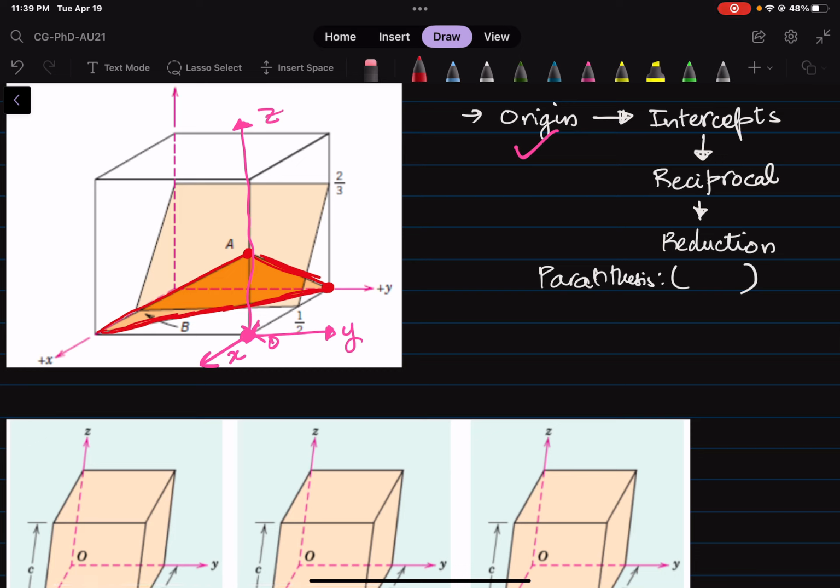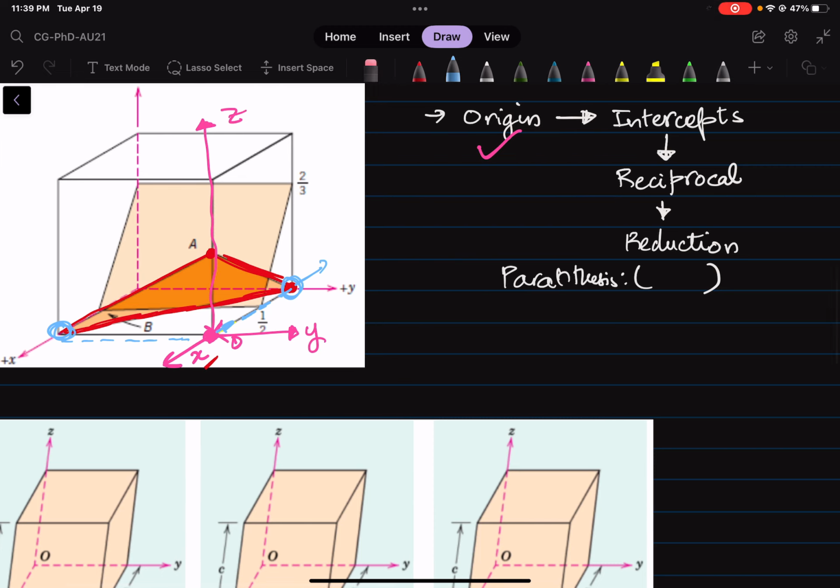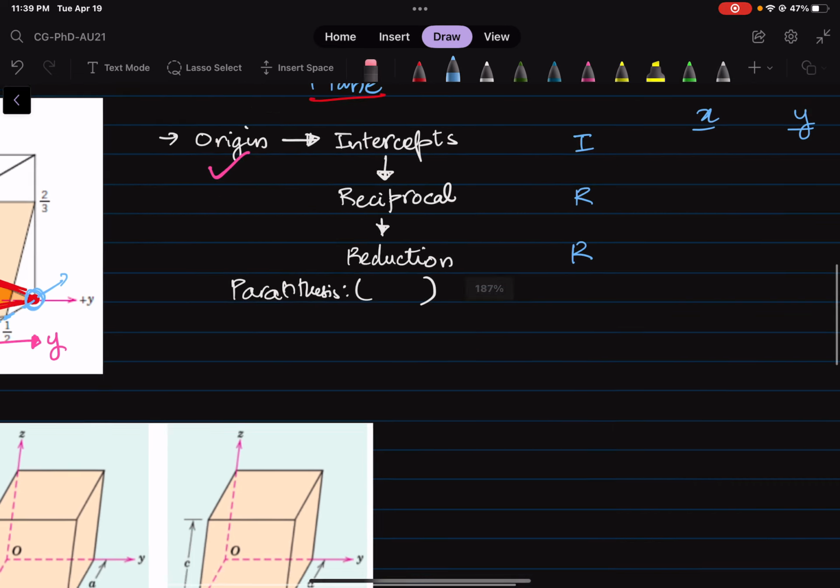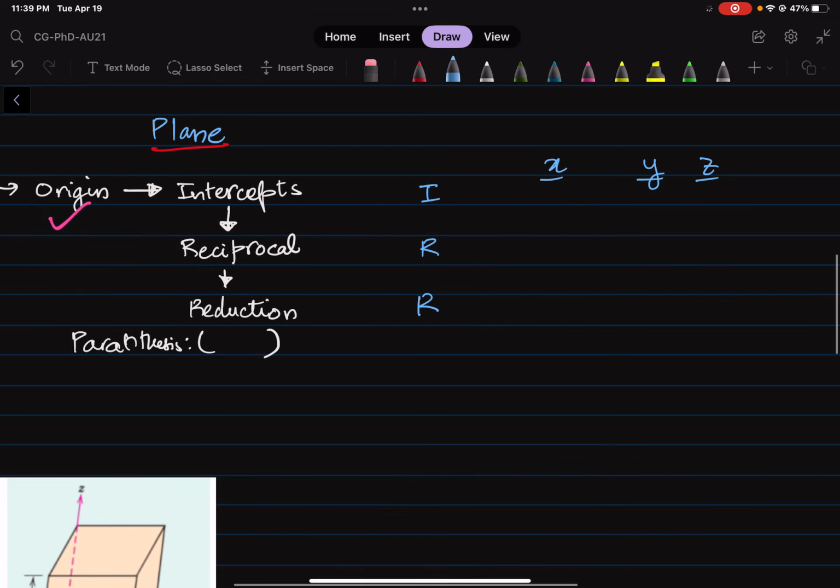If this direction is the x, therefore the one going in the back would be minus x. And you can see that it intercepts the minus x at the corner, which is the minus 1. Similarly, for y, it intercepts the y on this corner, which is again minus 1. For z, or positive z, it intercepts the z up here, which is the half, right?